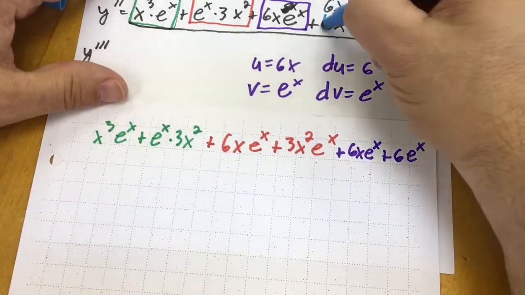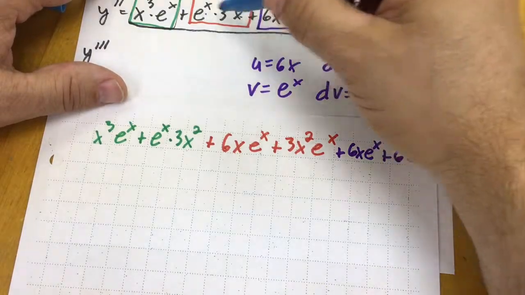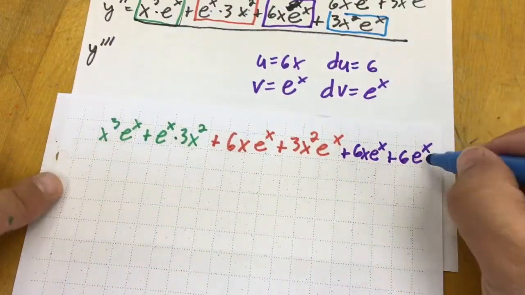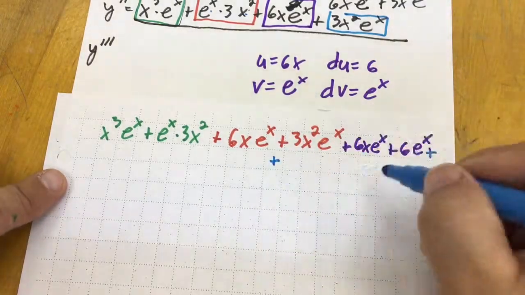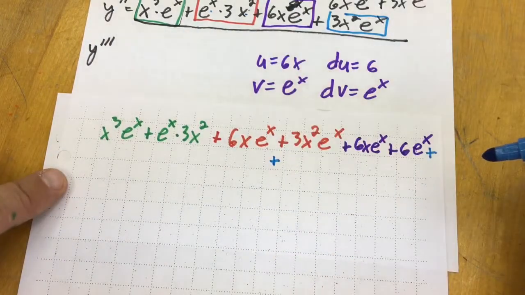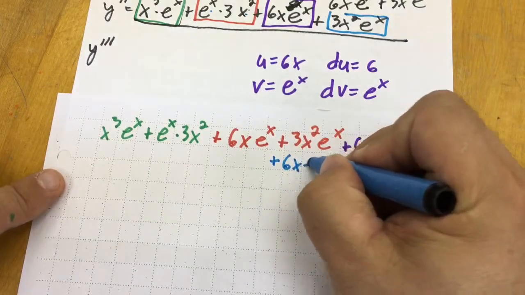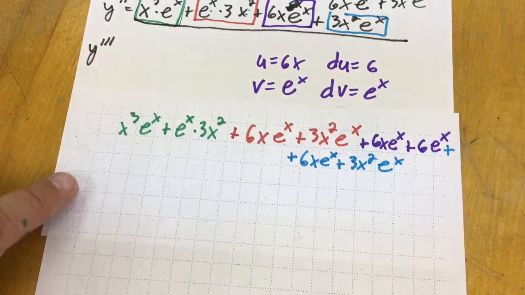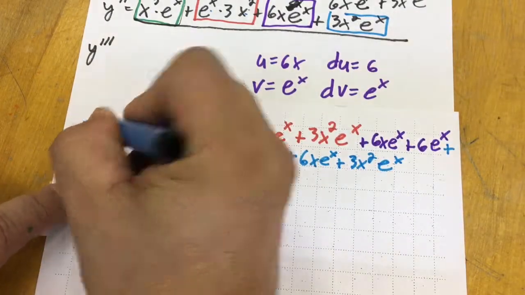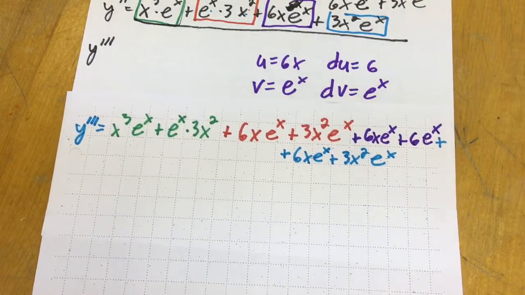I have to find the derivative of this, which I believe is the same as that derivative. So that's the red derivative. I can't fit it in one space, so I'm going to put a plus sign. And I'm going to add another plus sign, so I know I'm bringing it over here. And that derivative there was 6x e to the x plus 3x squared e to the x. And that's my third derivative. And you didn't think it was going to be that difficult, but it was a tough one.